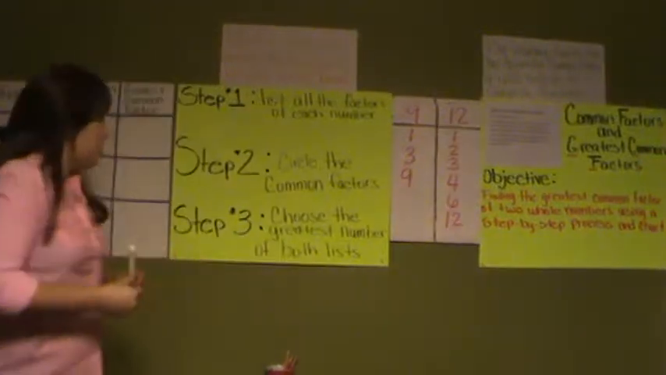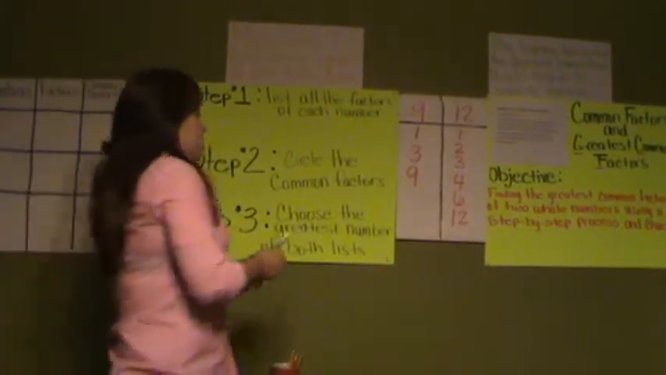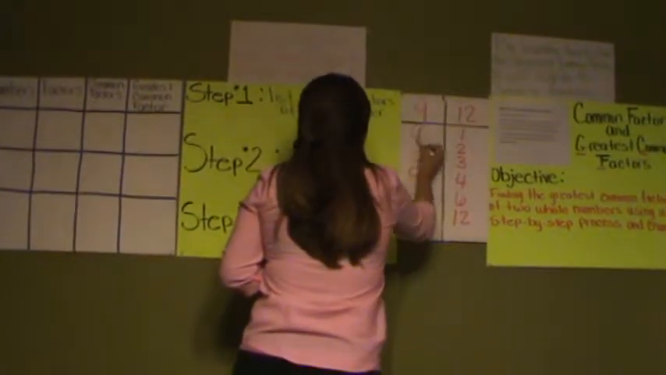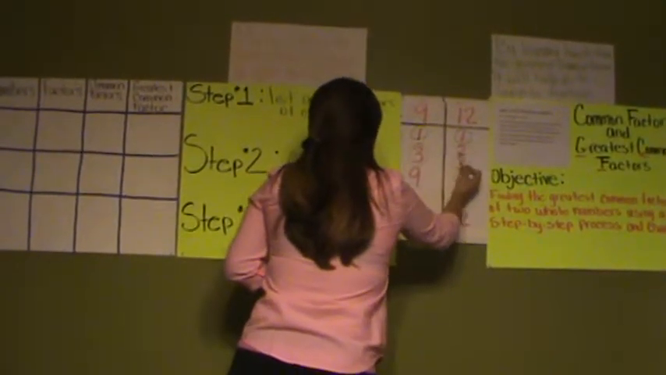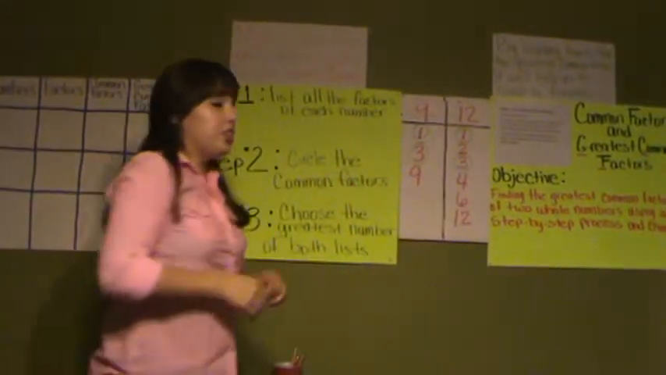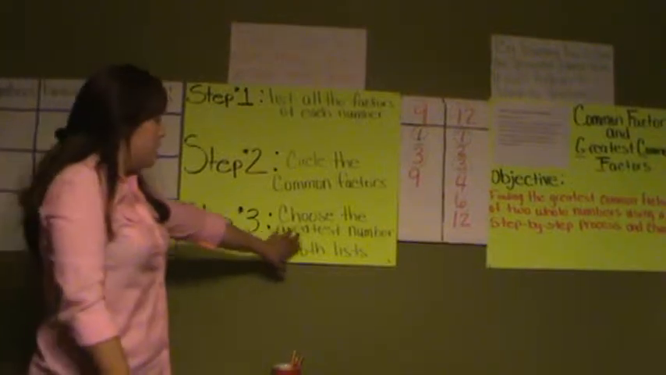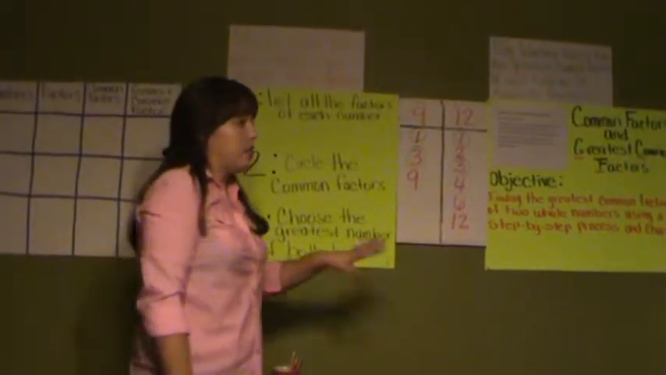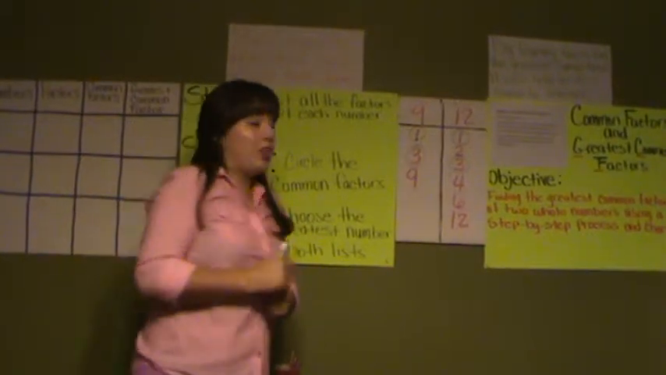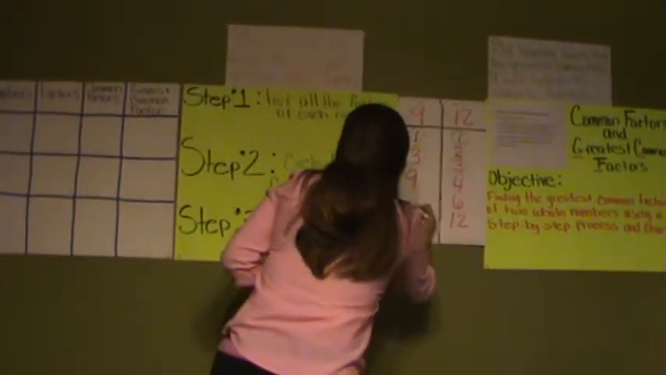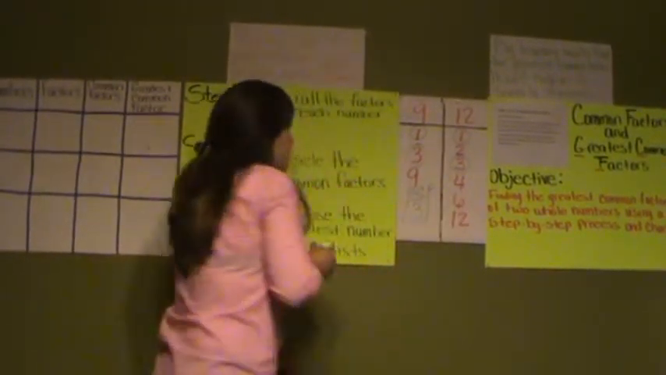So now we're going to do step 2. Circle the common factors. So let's circle the common factors. 1 and 1. 3 and 3, very good, but you need to speak louder. Which one is the greatest common factor? That is step 3. Let's choose the greatest common number that is on both lists. Which is it? Do you know? 3. 3, very good. So 3 is your GCF.